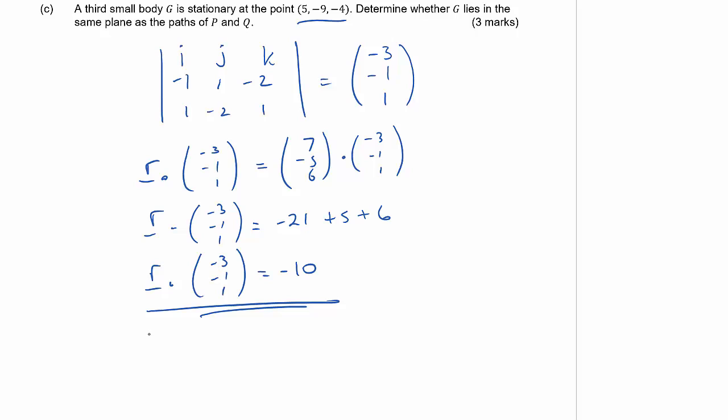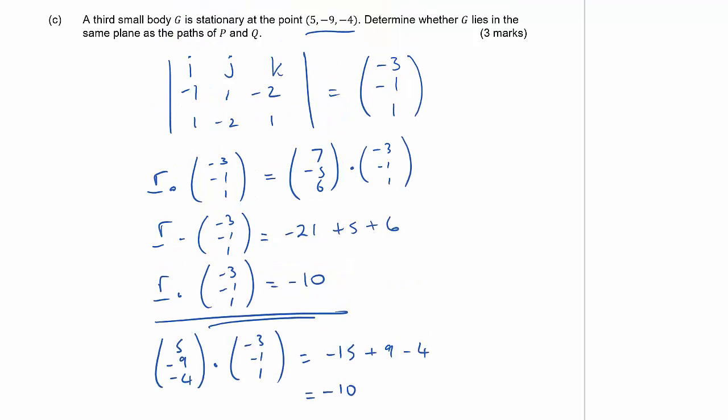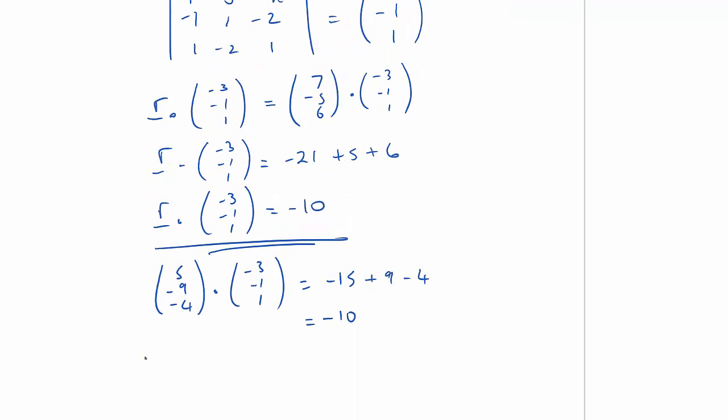So what about 5, -9, -4 dot -3, -1, 1? That's going to give me -15 plus 9, take away 4. So that is also -10. So therefore G lies on the plane.